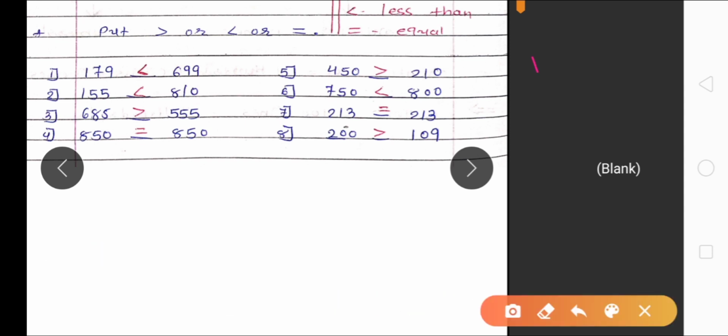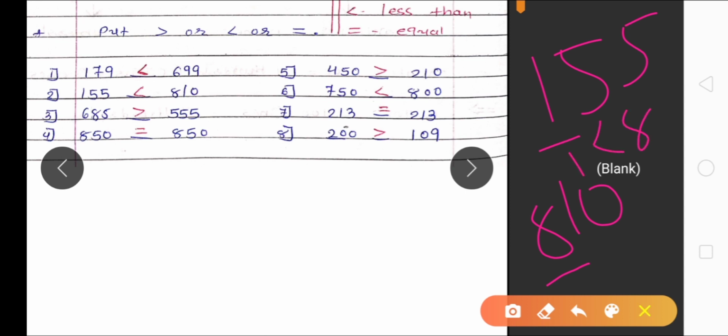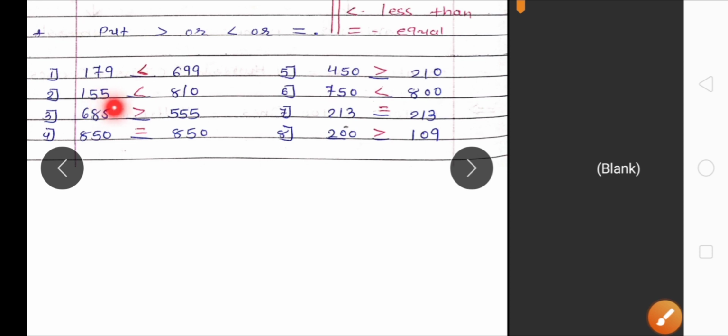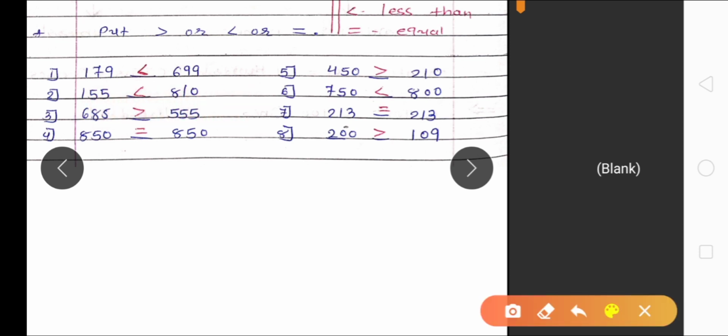Now second, 155 and 810. Now see the hundreds place in the numbers. In 155, 1 is in the hundreds place. In 810, 8 is in the hundreds place. So you can see 1 is less than 8. So 155 is less than 810.